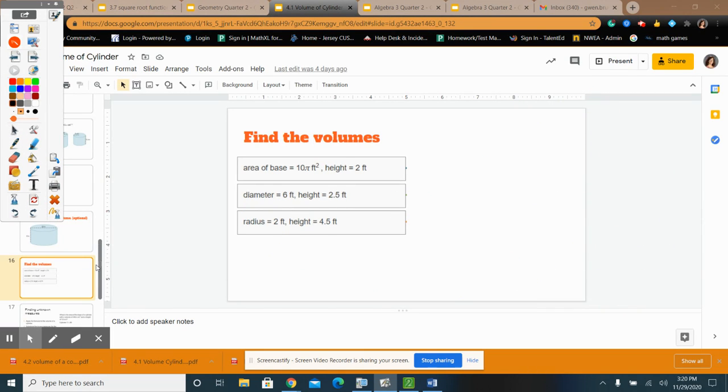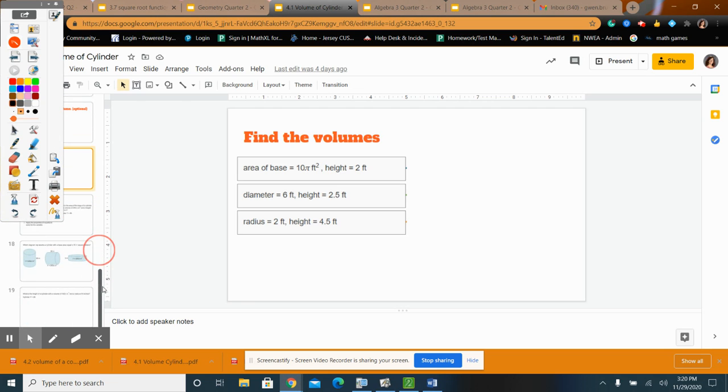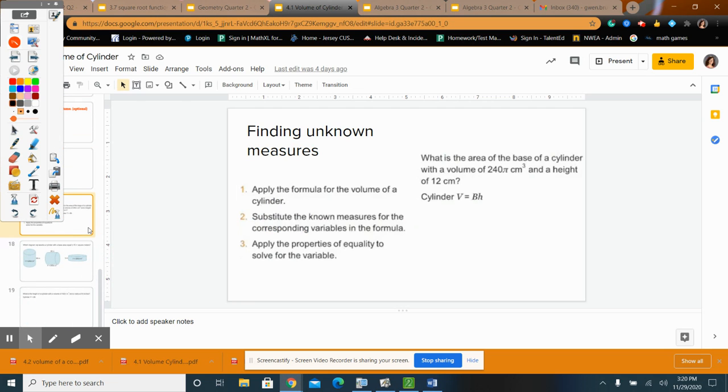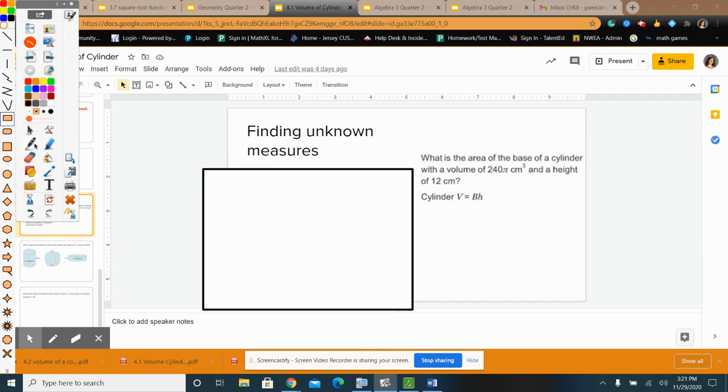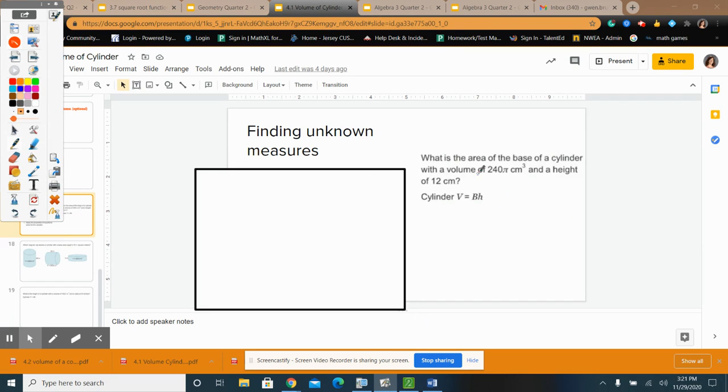Okay, just a couple more things. What if they don't tell you the radius and they want you to find something else? They're going to tell you the volume and they're going to say, hey, can you find this missing piece? We can do that. We're just going to have to work with our formula to find what we need. So here's an example. They want the area of the base this time. And they're going to tell me the volume is this and the height is this. So we're going to substitute in what we know.